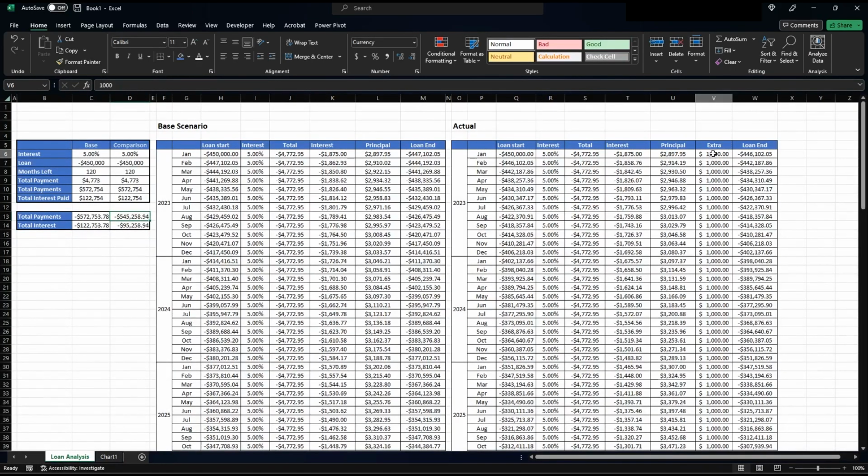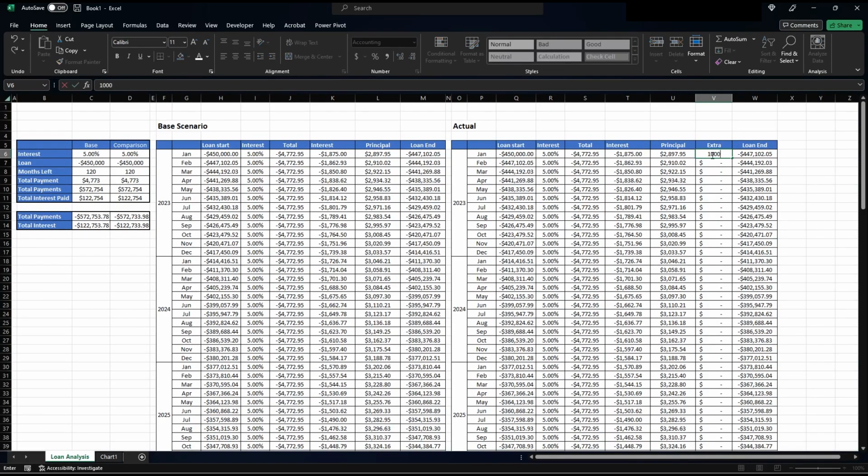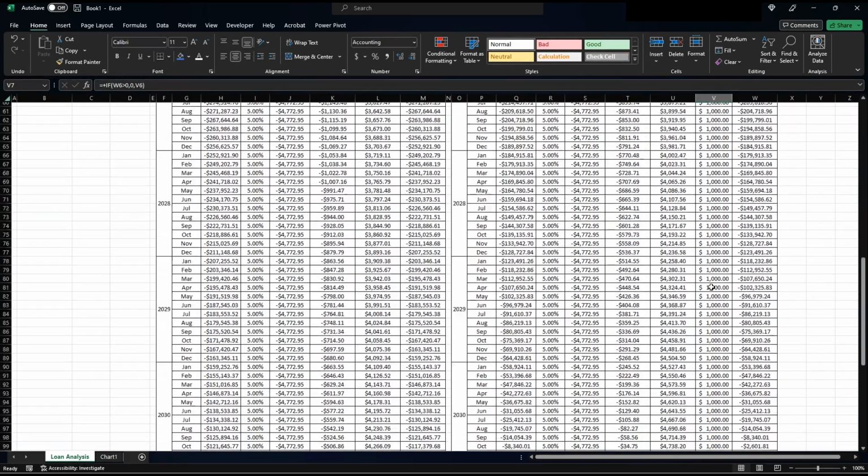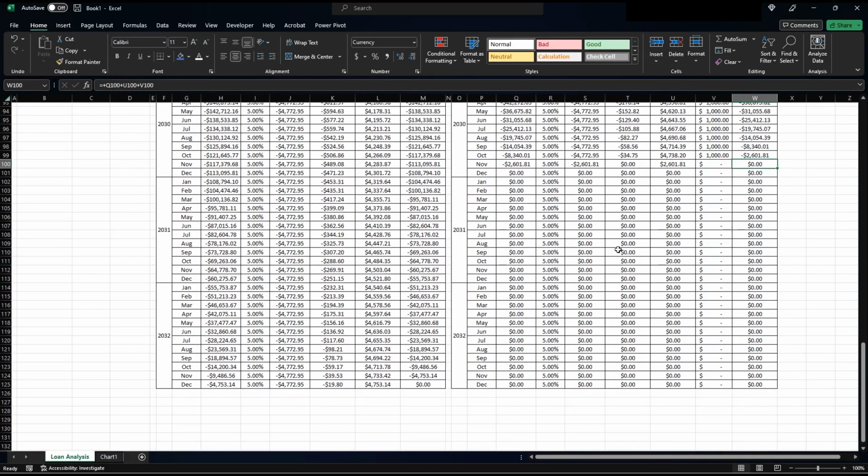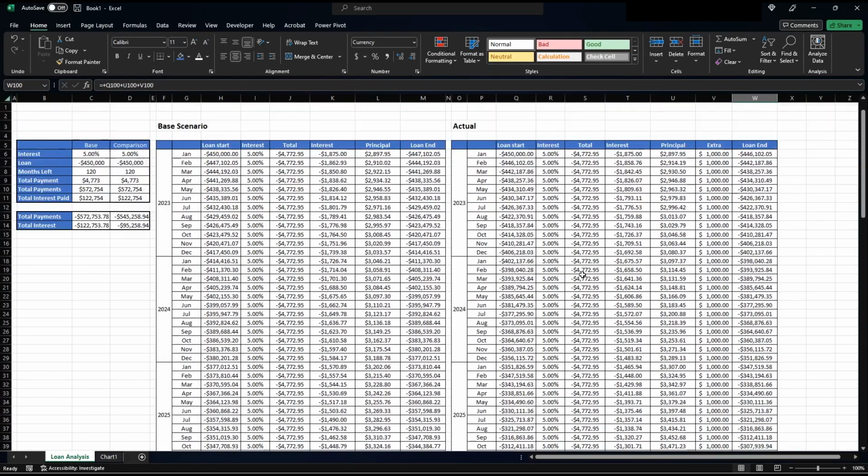So you can play around here with different things. All of this is very, very similar, and there are a few little if statements in here too, because if we pay extra, we want to make sure that when we come down here, the loan actually zeroes itself out, so that all of our calculations are more accurate.